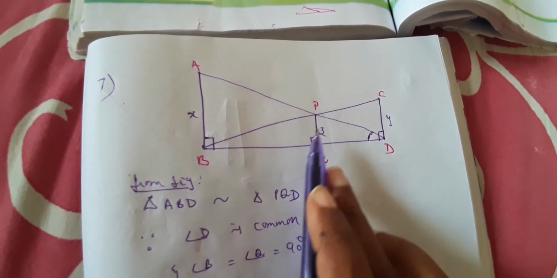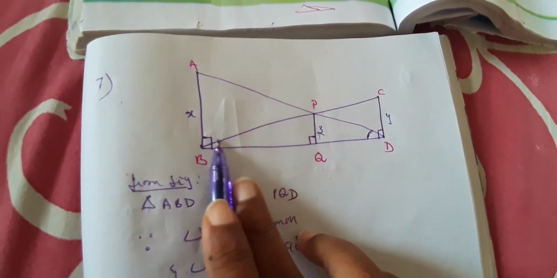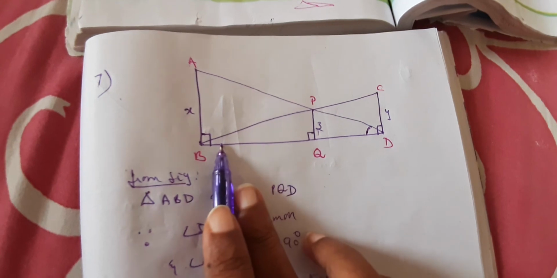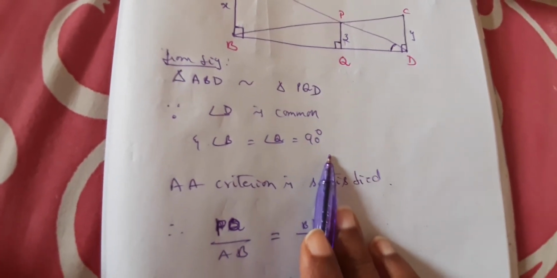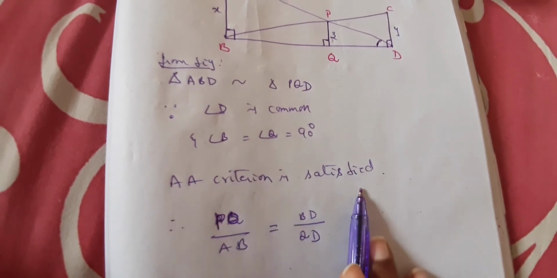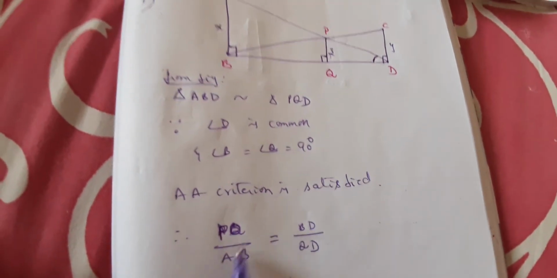Okay, so this is one. And this angle is equal to this angle. So two angles are equal. Finished. Angle criterion, that is what I have written here. Angle B is equal to angle Q. The AA criterion is satisfied. Therefore, now compare.